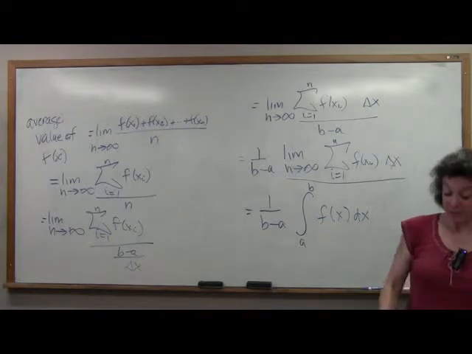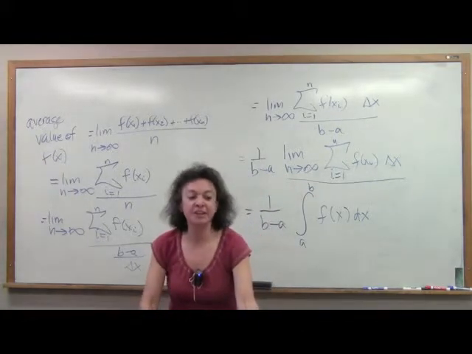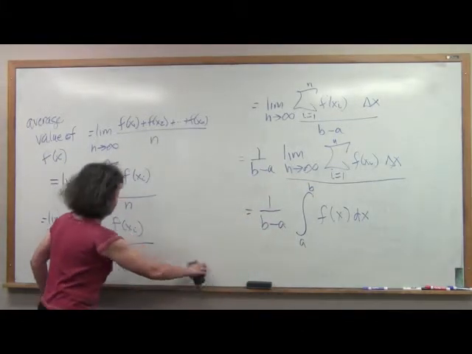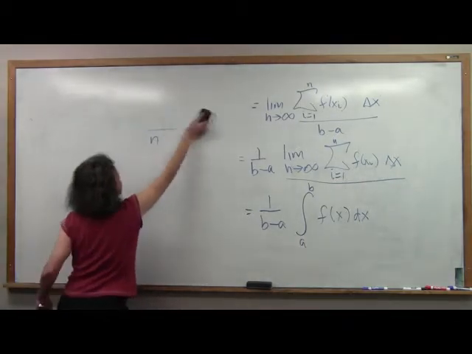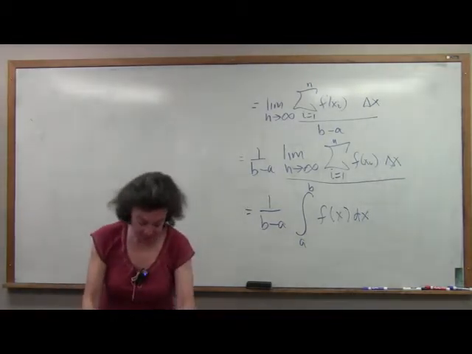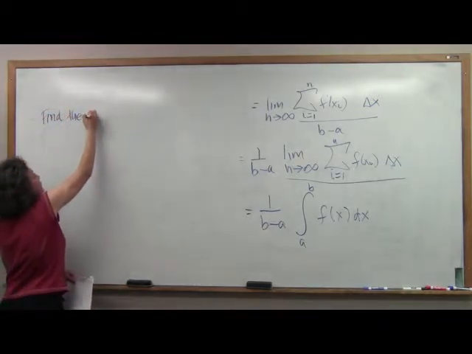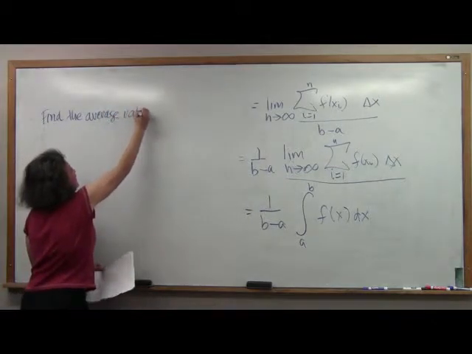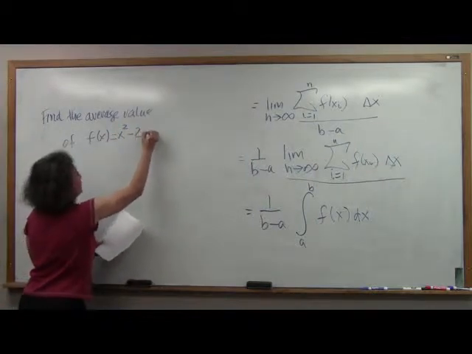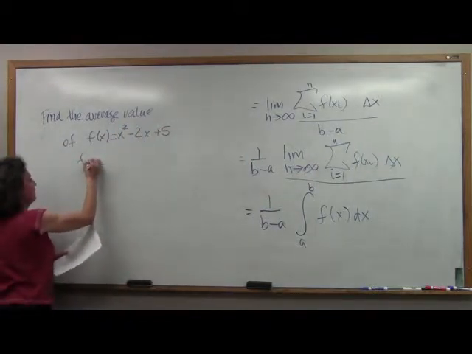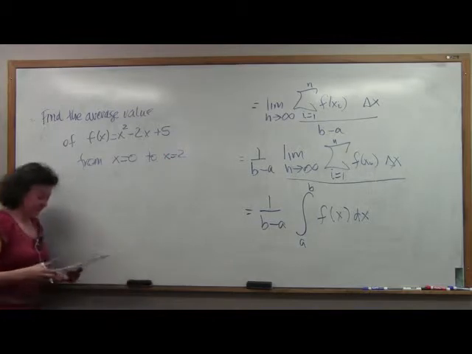All right, how do you know when to use this formula? Well, when they ask you to find the average value, that's a pretty good indicator. So what I'd like to do now is play with a few different examples. And each example is going to look slightly different from another. So the first example that I would like to do is find the average value of, say, f of x is x squared minus 2x plus 5. And let's just make life a little easier for ourselves and say from x equals 0 to x equals 2.